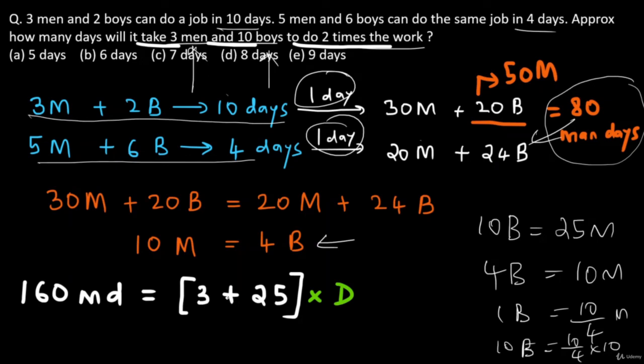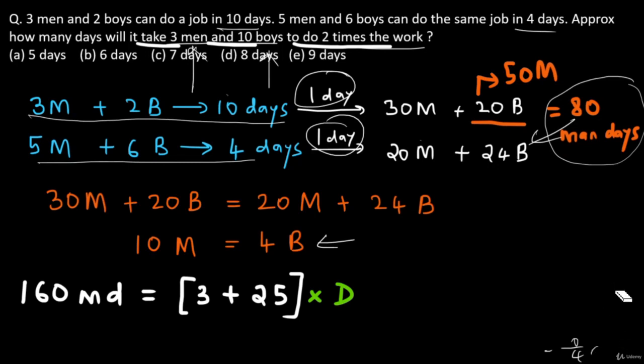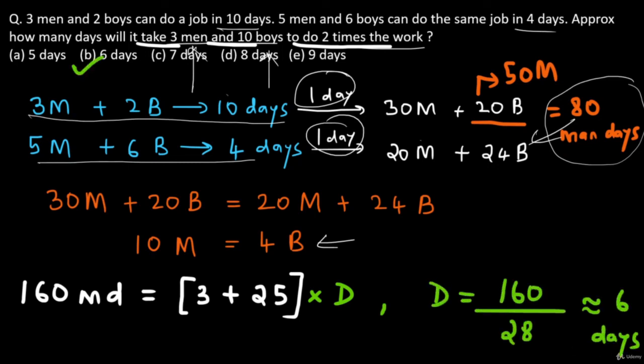So we have a total of 3 plus 25, that's equal to 28 men working for D days to complete 160 man days of work. Alright, so we solve and we get that D is equal to 160 by 28, which is approximately 6, and therefore the answer to this question is option B, which is 6.